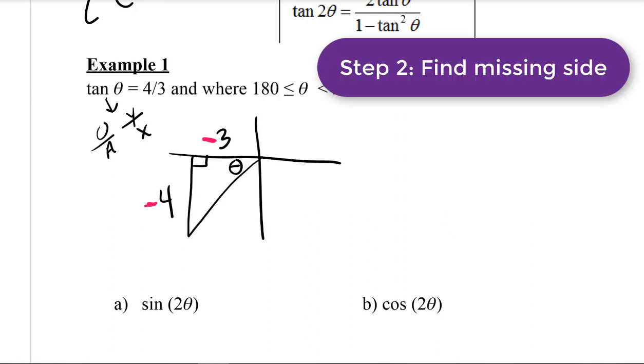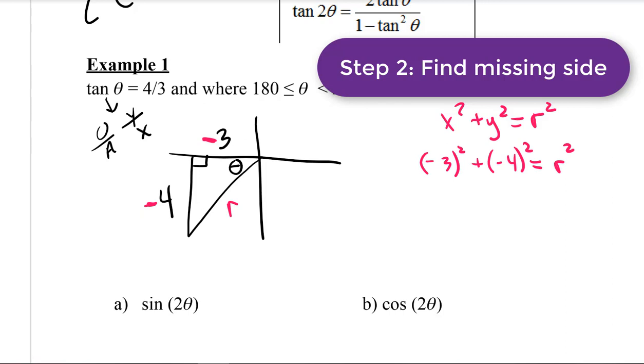Find the missing piece. So here we're going to call this r, because that's the radius of our triangle that's around the unit circle, or you could also call it c, but we're going to call it r in this case. So we're going to have x squared plus y squared equals r squared. So first thing you do is draw the triangle, fill in the missing pieces. The next thing you do is you're going to use Pythagorean theorem to find the missing piece. So in this case, we have -3 squared plus -4 squared equals r squared.